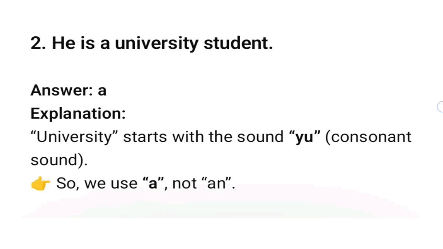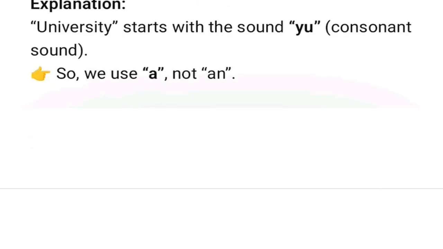Now question 2 was, he is dash university student. So the answer will be a university student. Why a university? Because university starts with the sound U, which is again a consonant sound. So we use a, not an. Hence the answer will be a university student. He is a university student.